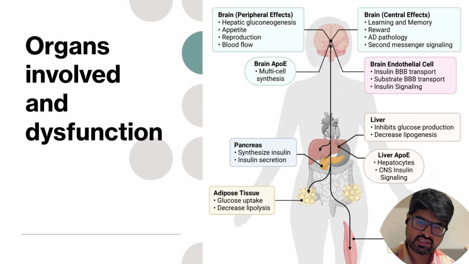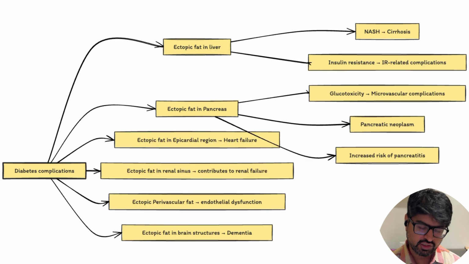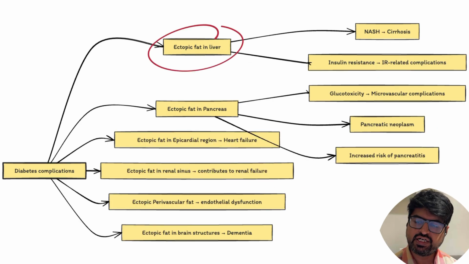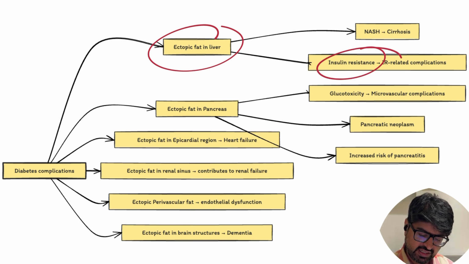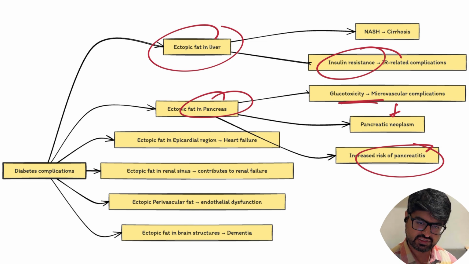For example, these are the different organs. You can see there is fat deposited in the brain, in the pancreas, in the adipose tissue, in the liver, in the skeletal muscles, etc. The fat starts getting deposited in the liver, ectopic fat in the liver. This is what is known as metabolic associated steatohepatitis, or MASH or NASH, non-alcoholic steatohepatitis, and it leads to insulin resistance. Fat gets deposited in the pancreas, that leads to beta cell dysfunction, can lead to pancreatic cancer also, and increased risk of pancreatitis. We all know type 2 diabetes has increased risk of pancreatitis.